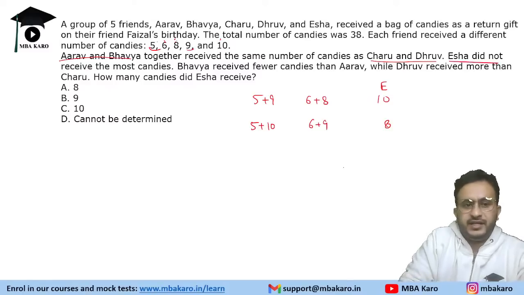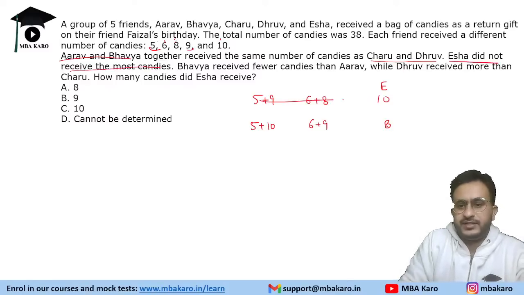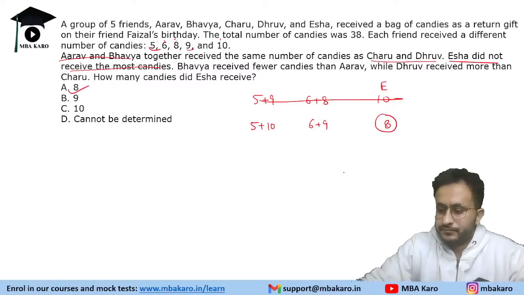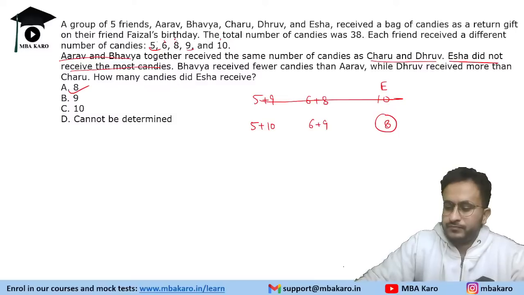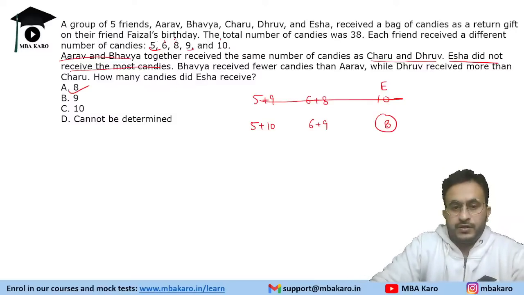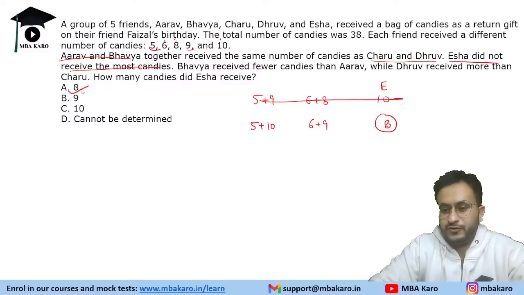It says Isha did not receive the most candies. So this case gets eliminated. So we have Isha receiving 8 candies. Okay, all right. So that is the answer. You need not worry about Bhavya and Arav. You don't have to compare others because we are asked about Isha.